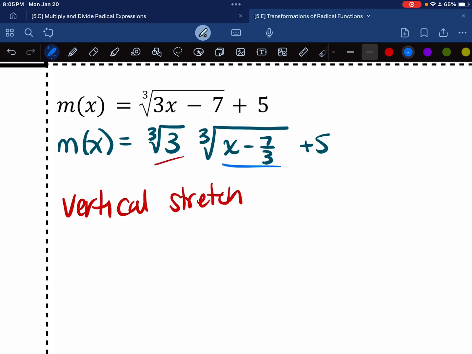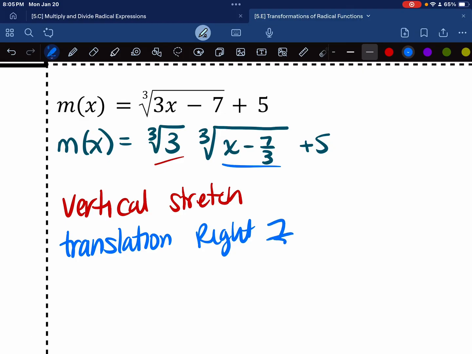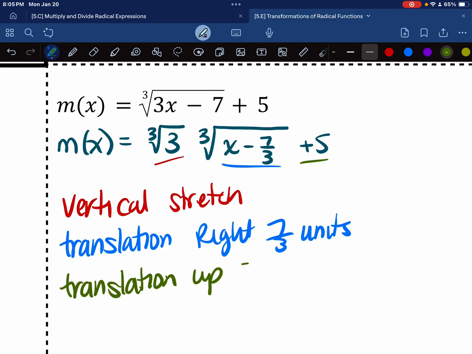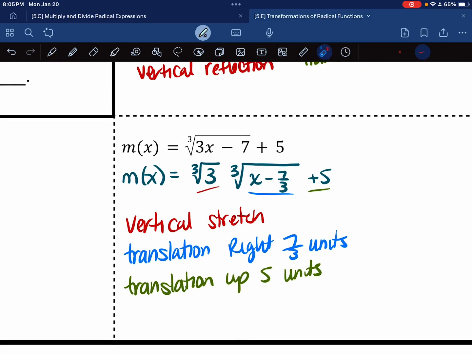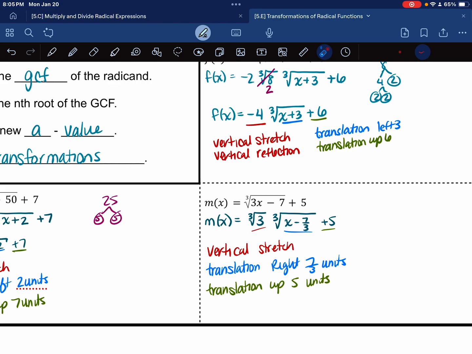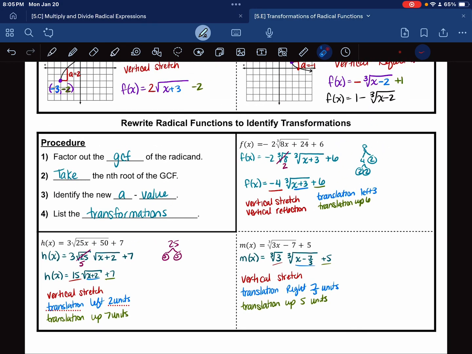All right, my negative 7/3 there is a translation to the right. And then my plus 5 here is a translation up. So be ready to factor out GCFs. Be ready for kind of weird a values. But it's not too much different than what you've seen in the past.